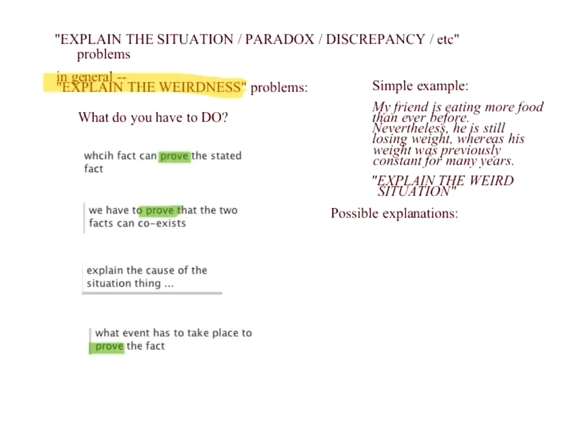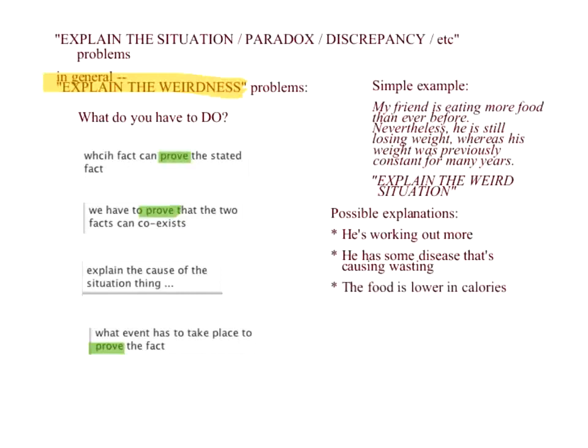First is he's working out more. This is the one that was suggested most often by you guys. Another explanation is he has some disease or illness that's causing him to waste a little bit. He's eating more food, but it could be the food that he's eating is lower in calories. It could be he's taking a drug that causes weight loss, etc. So notice that these are all possible explanations here.